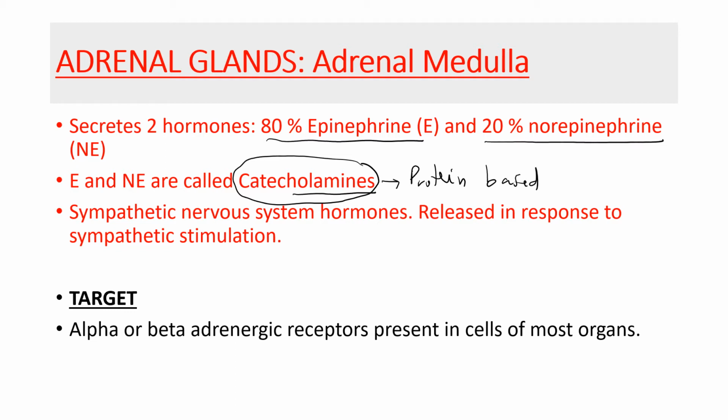These hormones are secreted in response to sympathetic stimulation. The hormones target the same receptors as the receptors targeted by the sympathetic nervous system. Those are the alpha or beta receptors. They are called adrenergic receptors because they respond to hormones from the adrenal medulla. Most cells and organs in the body have adrenergic alpha or beta receptors.